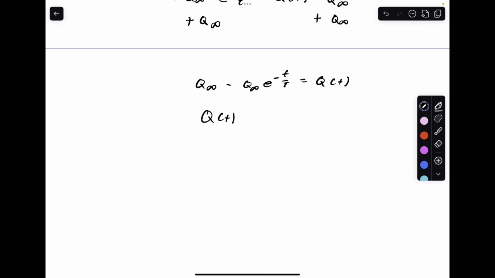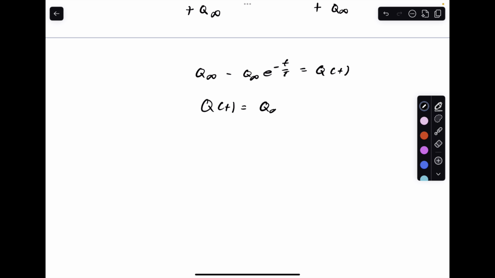And just to rewrite, because this bothers me a little bit, we'll factor out that q infinity, right? Because factoring out, we would get 1 minus e to the negative t over tau. Just to make this a little bit cleaner for our final answer, we'll get that q of t is equal to q infinity times parentheses 1 minus e to the negative t over tau, close parentheses, right? And this negative is the one I was talking about earlier.